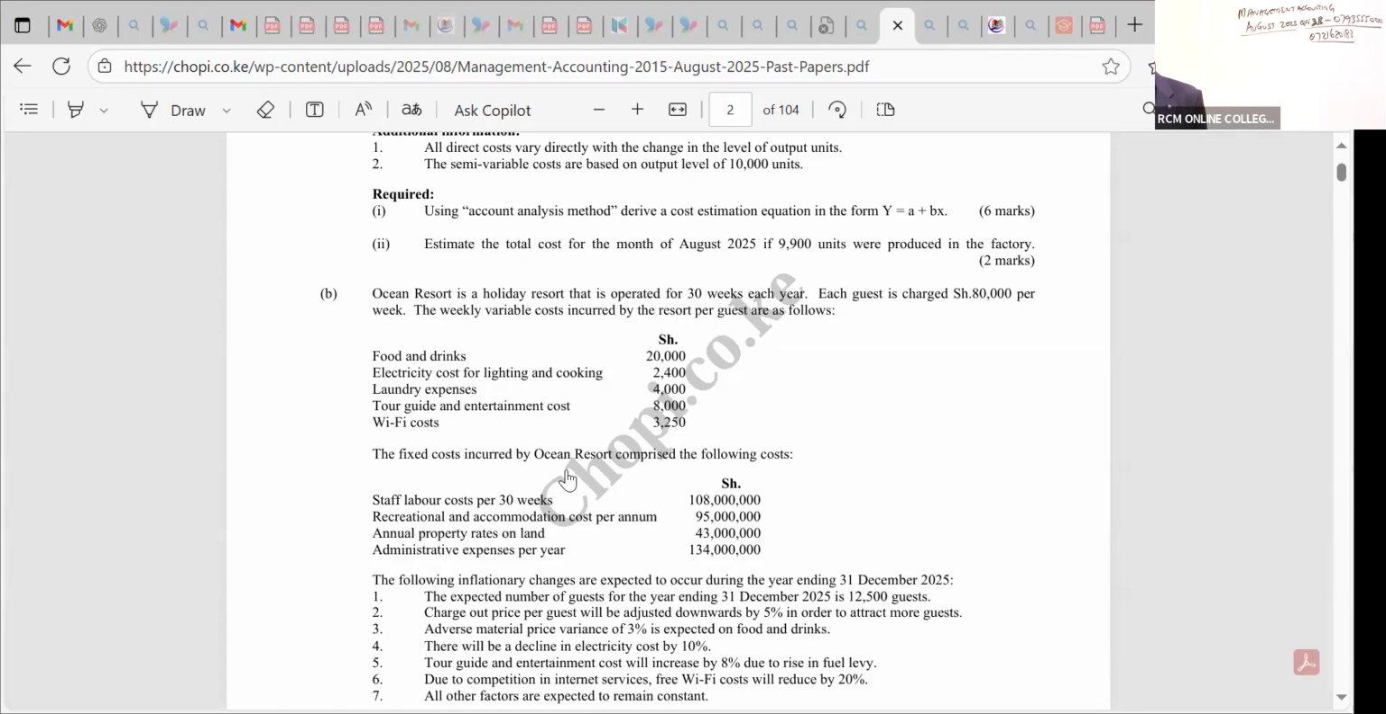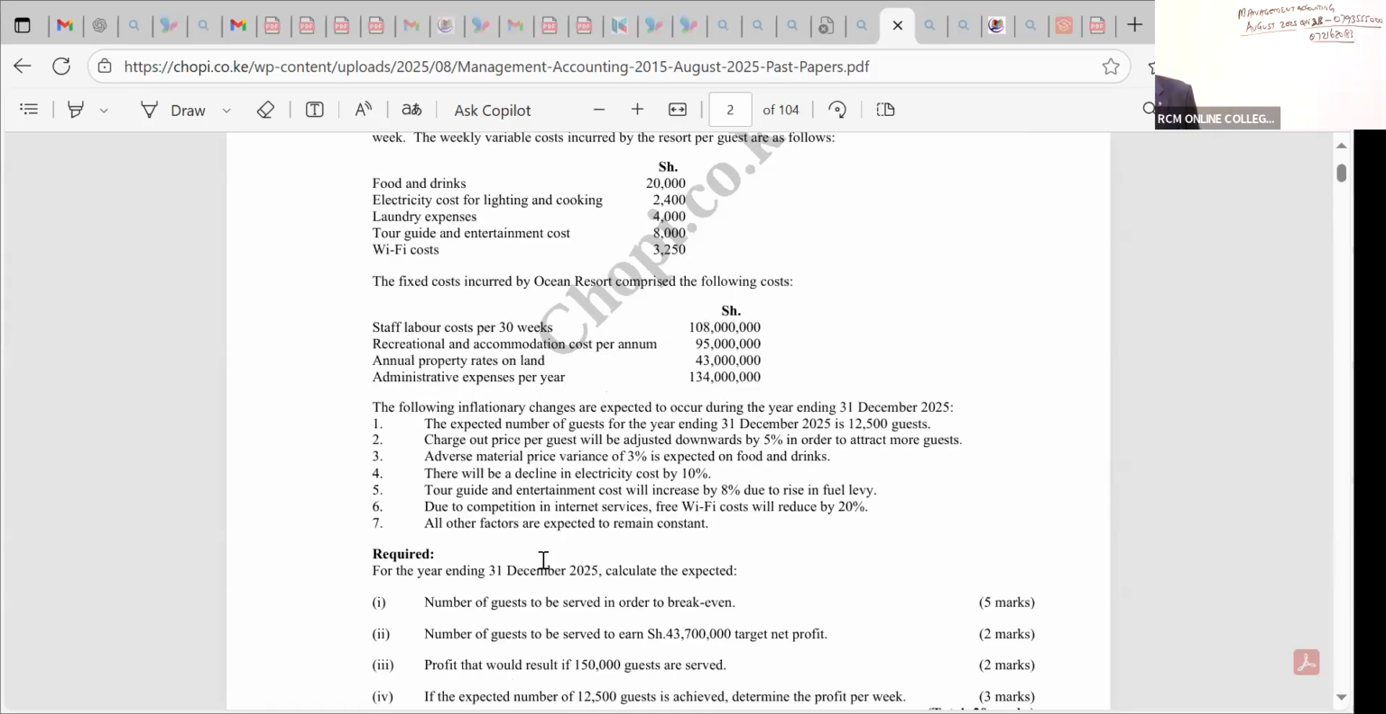The fixed costs incurred by Ocean Resort comprise the following costs. We have staff labor costs for 30 weeks, recreation and accommodation per annum. We have annual property rates on land. We have administrative expenses per year. The following inflationary changes are expected to occur during the year ending 31st December 2025. Number one, the expected number of guests for the year ending 31st December 2025 is 12,500 guests.